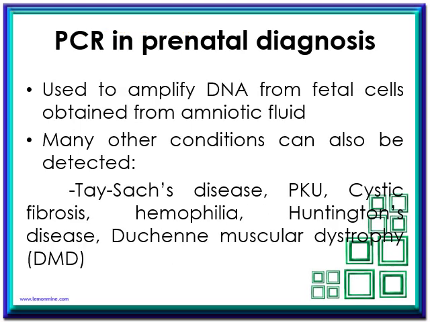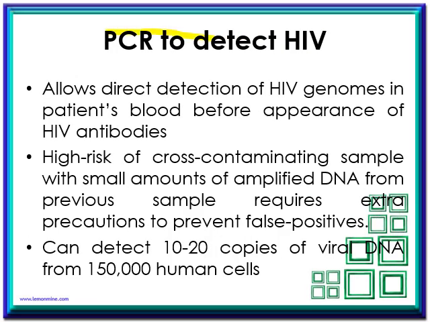In prenatal diagnosis, it is used to amplify DNA from fetal cells obtained from the amniotic fluid. Many diseases can be detected, such as Tay-Sachs disease, phenylketonuria, cystic fibrosis, hemophilia, Huntington's disease, and Duchenne muscular dystrophy. PCR is also used to detect HIV. It allows direct detection of HIV genomes in patients' blood before the appearance of HIV antibodies.